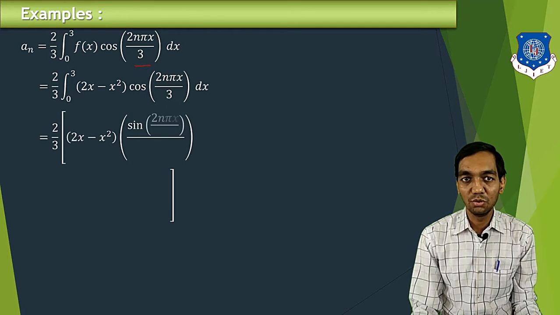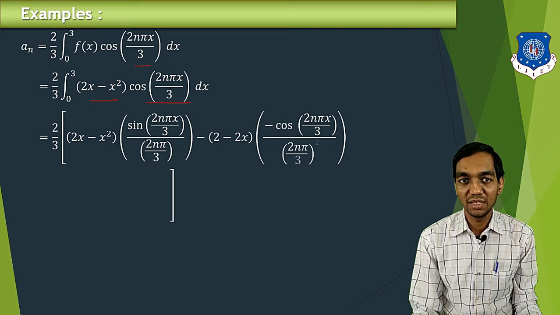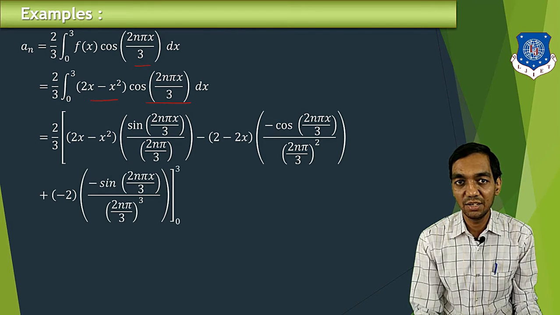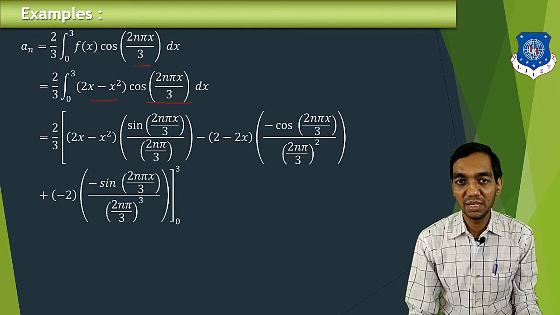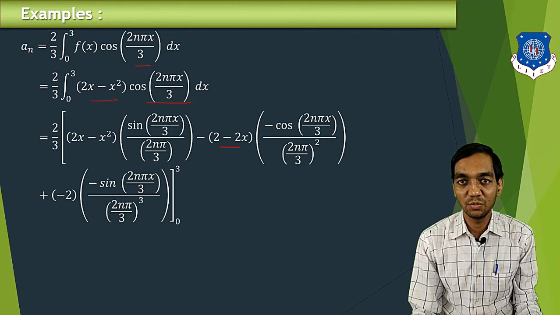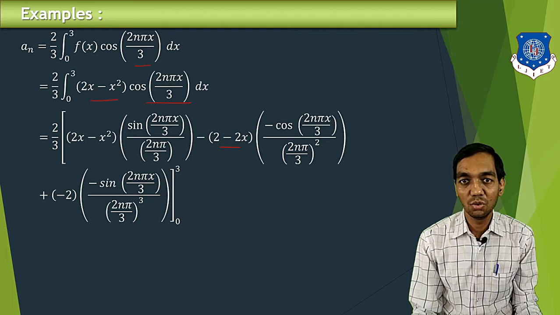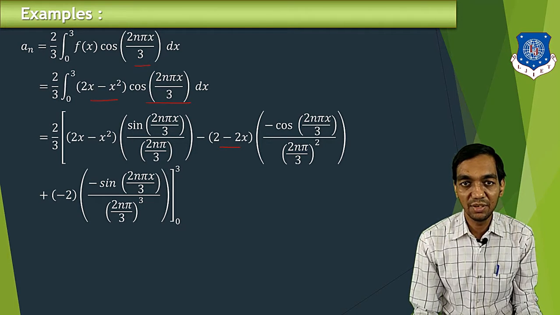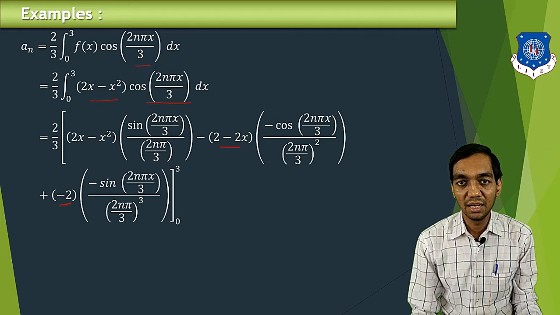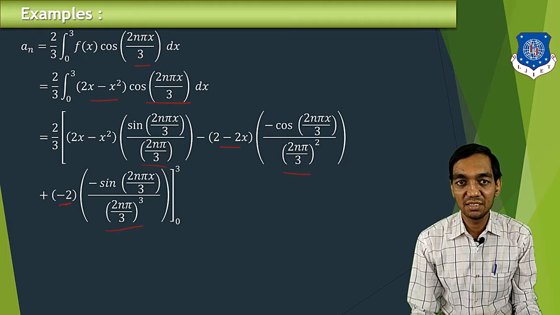Now use integration by parts. First, 2x − x² as it is, and cos integrates to sin(2nπx/3) divided by 2nπ/3, the coefficient of x, minus the derivative of 2x − x², that will be 2 − 2x, and again the integration of this one, that will be minus cos(2nπx/3) divided by (2nπ/3) the whole square. Then plus the derivative of this term, that will be −2, and again the integration of this term, that will be minus sin(2nπx/3) divided by (2nπ/3) the whole cube.